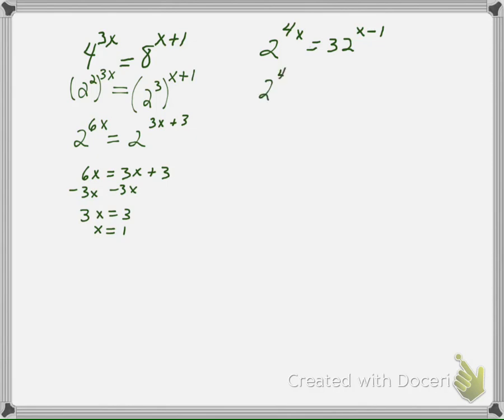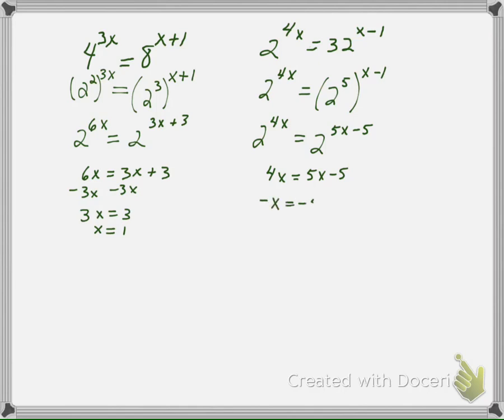So we have 2 to the 4x is equal to 2 to the 5 raised to the x minus 1. So this is 2 to the 5x minus 5. Right there is where that mistake usually happens because people forget to distribute. Don't let that be you. So 4x is equal to 5x minus 5. And then we solve and we get x is equal to 5.